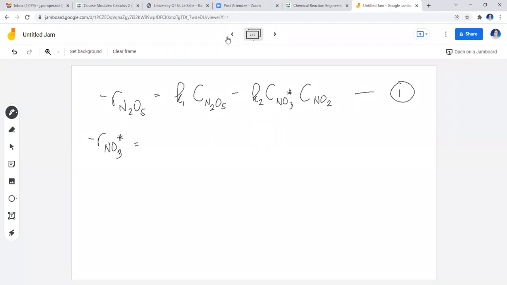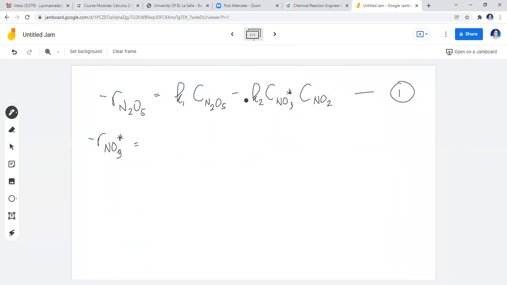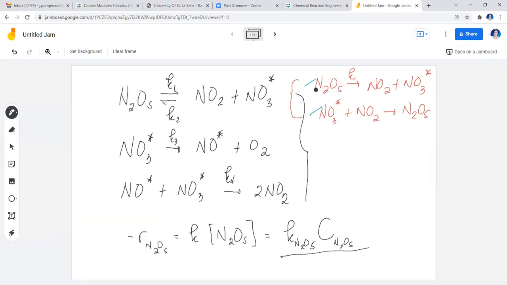Now, here in the first reaction, it is a product or one of the products. Your reacting species is dinitrogen pentoxide. So just like what I did here, since I placed in here negative, then I'll place here negative k sub 1, concentration of dinitrogen pentoxide. So we always write the rate law in terms of the concentration of the reacting species. But we have to account for the presence of NO3 here.